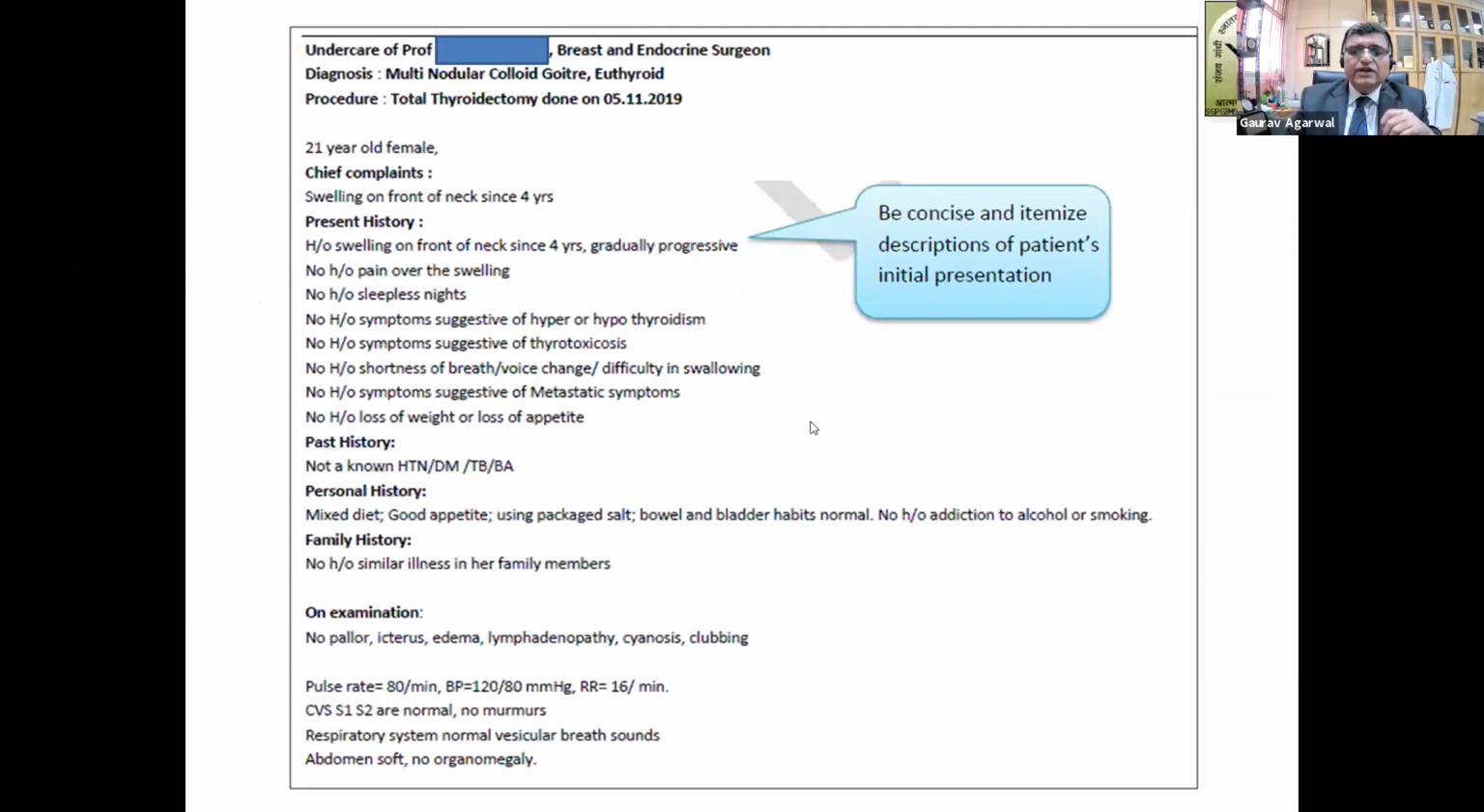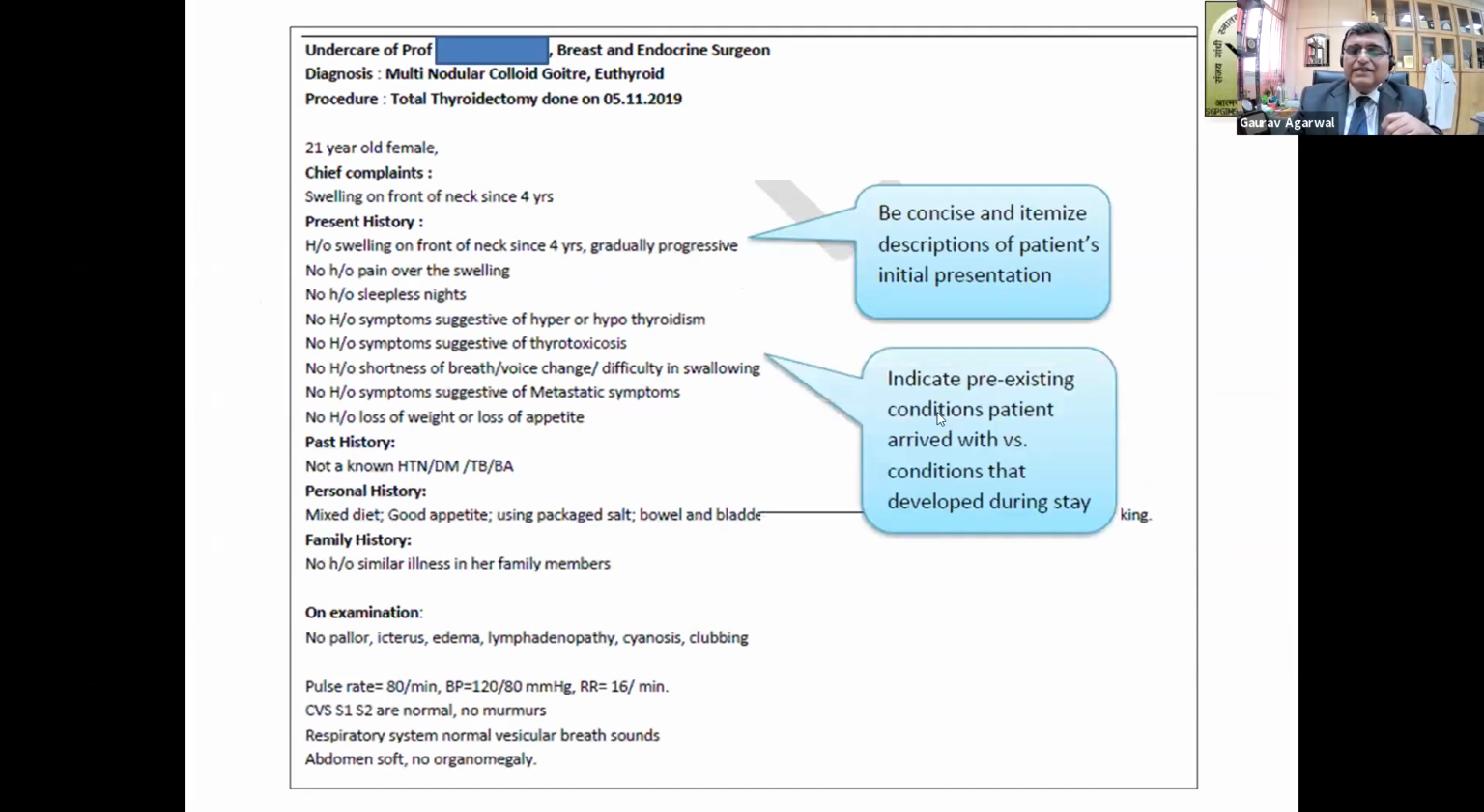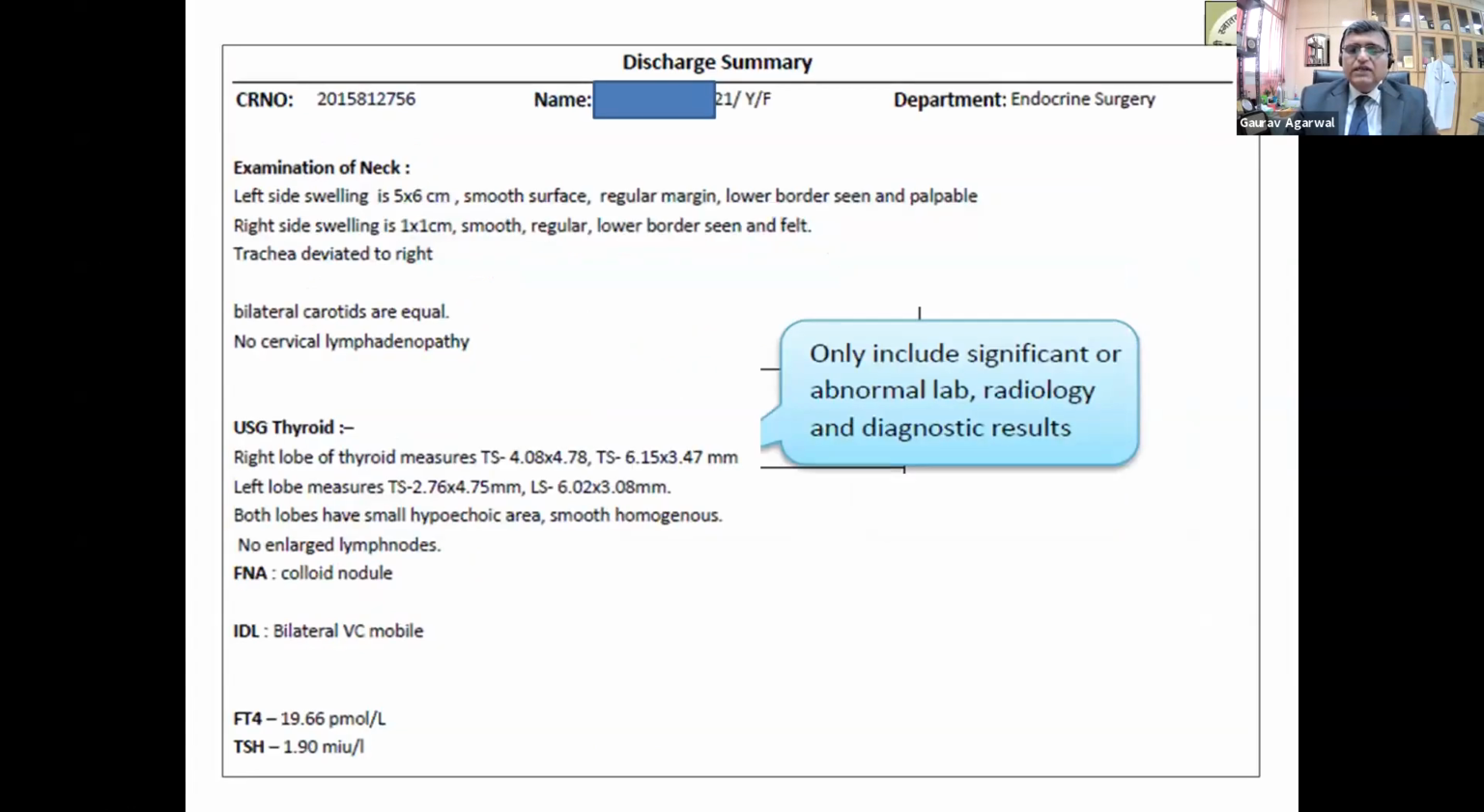It is important that you indicate the pre-existing conditions the patient may have arrived with versus any conditions that the patient developed during the stay in the hospital. Similarly, in the examination findings, it is best that you include only such most significant findings on investigations.